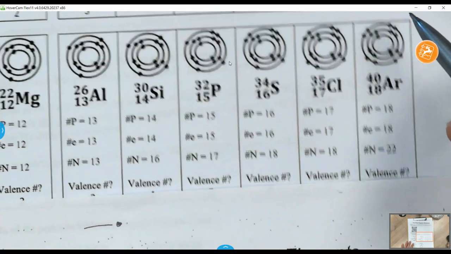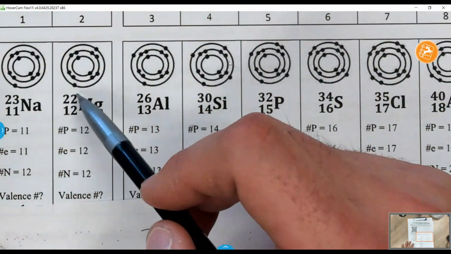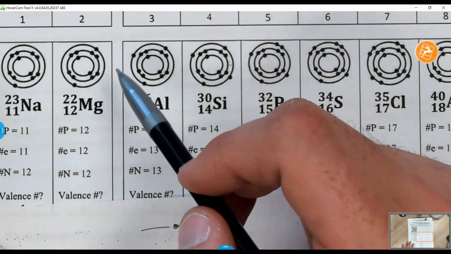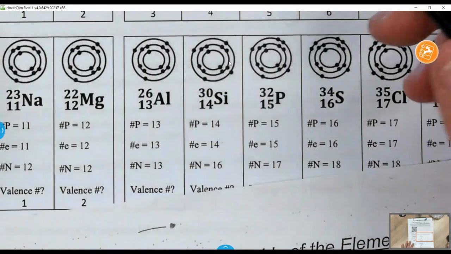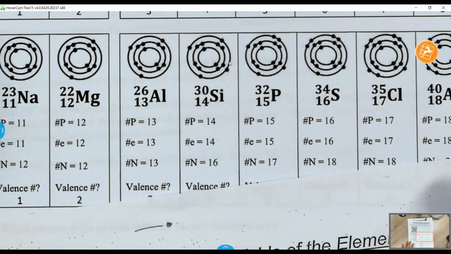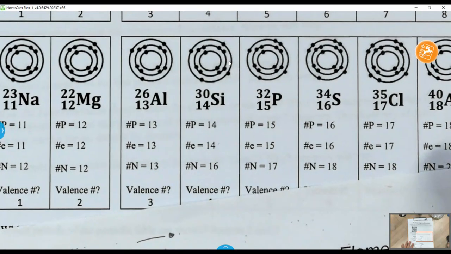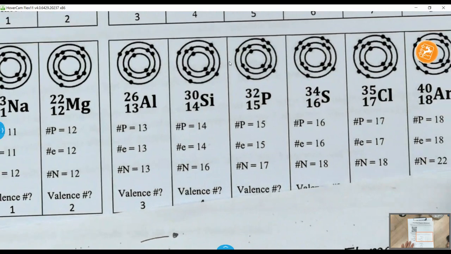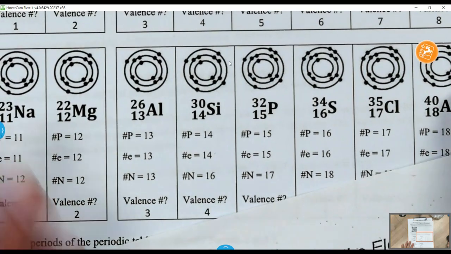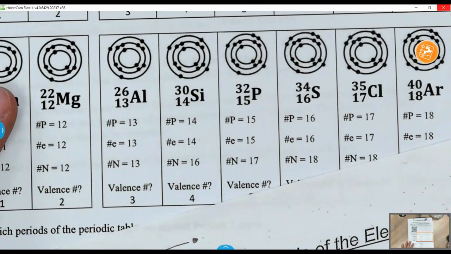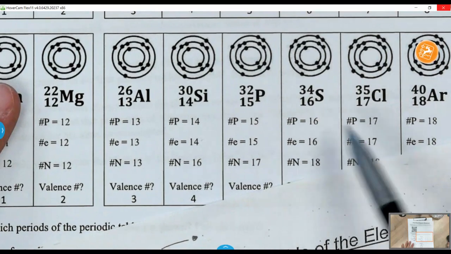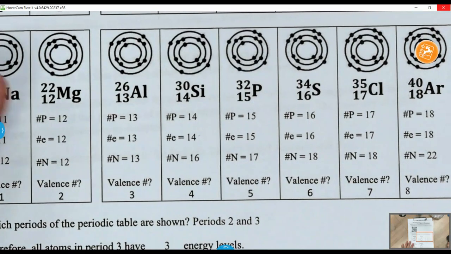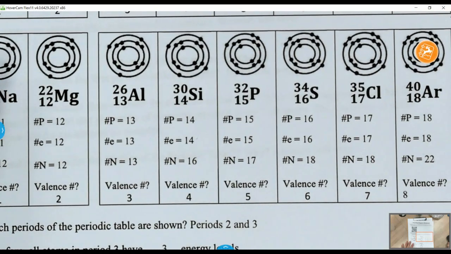Now, valence electrons, we can just go along and count. There's 1 here. How many valence electrons do we have for magnesium? How many electrons are in the outermost energy level? 2. Correct. How many for aluminum? Silicon? 4. You guys see a pattern emerging again? So what do you think the rest of them should be? 5, 6, 7, and 8. Okay, very good. So that is what we should have here.